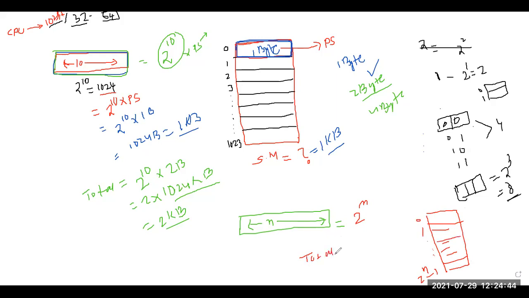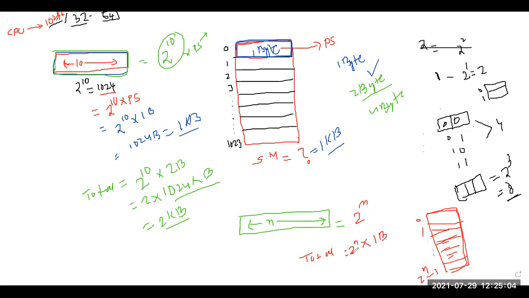Total size. What is total size? If I'm saying the memory is byte addressable, then what maximum size of memory will it support with n bits? So it will be 2 to the power of n into 1 byte. This is my memory supported.